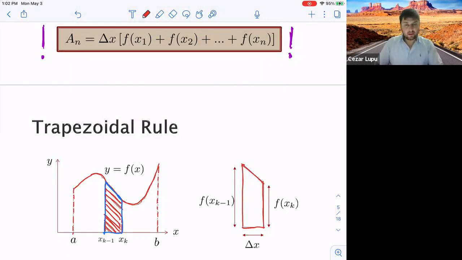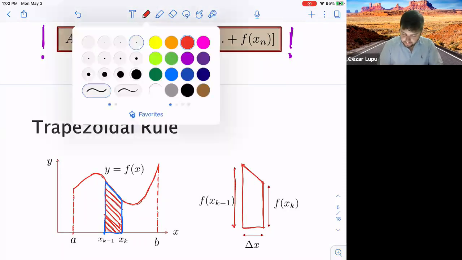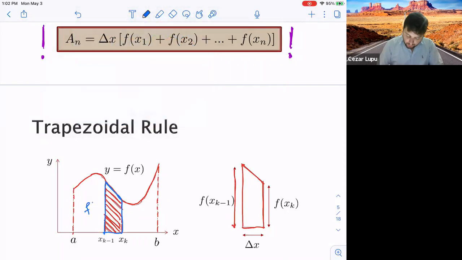Well, the length of this one here is f of, right? Let me just write it here. This is f of xk minus 1, and this guy here is f of xk. This is what you guys see here. And of course, the difference between xk minus 1 and xk is just delta x, right? So that's the classical thing, the delta x. All right, so maybe we can do something with this trapezoid.